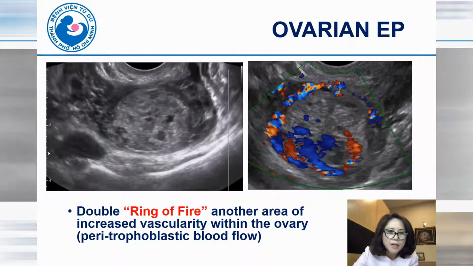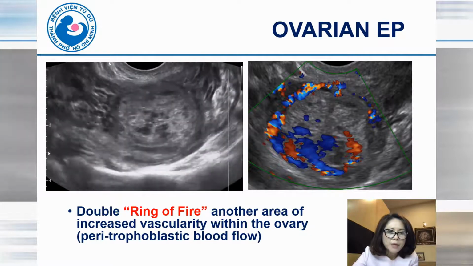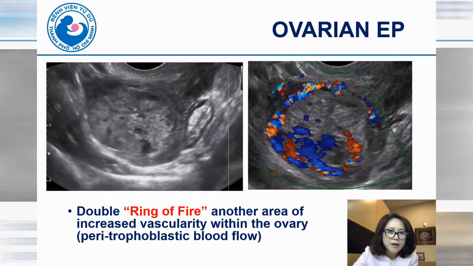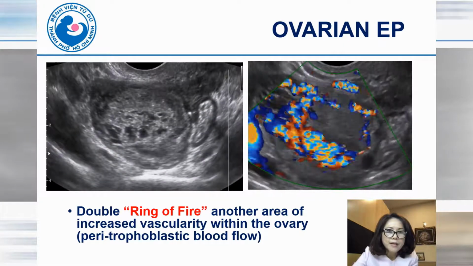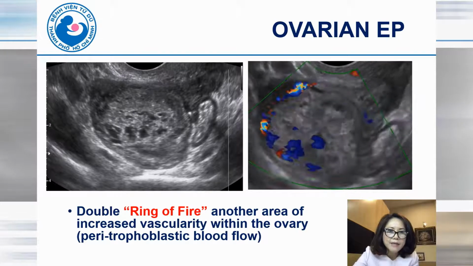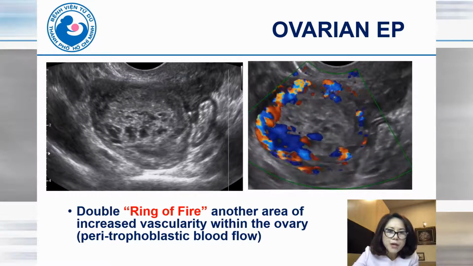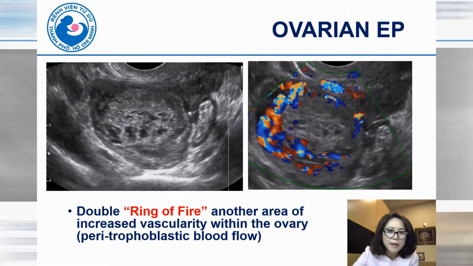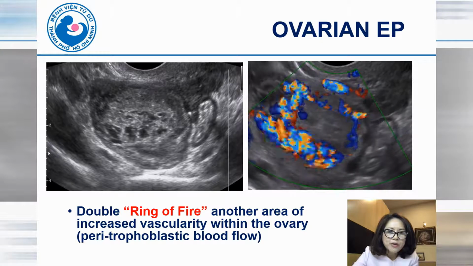And on color Doppler, we can see the double ring of fire. Normally, we can see the ring of fire in a corpus luteum, but for an ovarian ectopic pregnancy, besides the ring of fire of the corpus luteum, you can see another area of increased vascularity within the ovary. This is the peritrophoblastic flow.